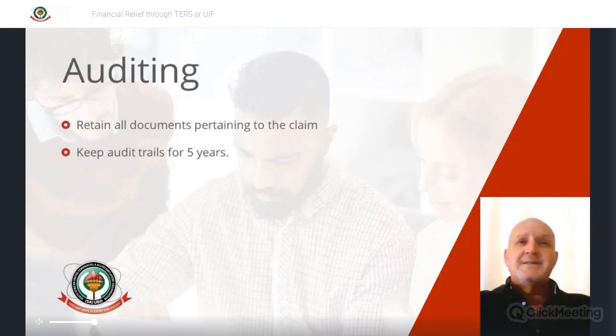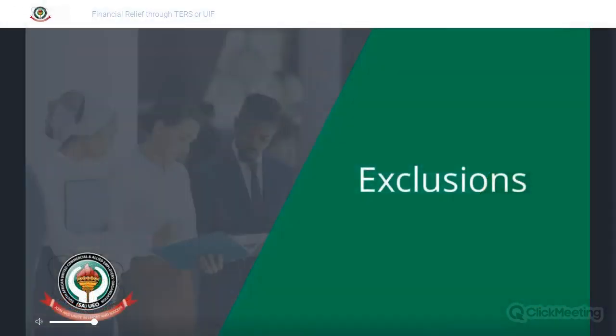We are also advised to retain all documents pertaining to the claim and keep in the audit trails for 5 years. You have to keep these documents. Therefore, once again, it's advantageous if there is a dedicated account, because it will be so much easier to keep a record of this than if it's in your normal account.